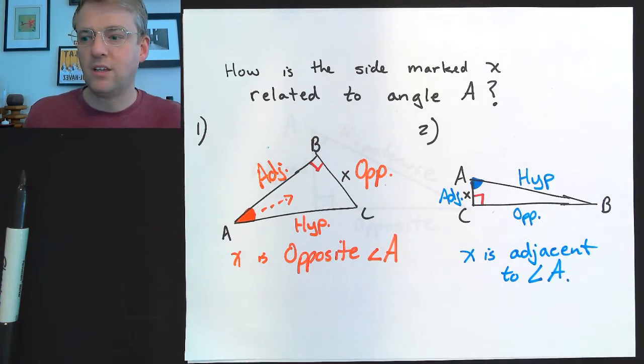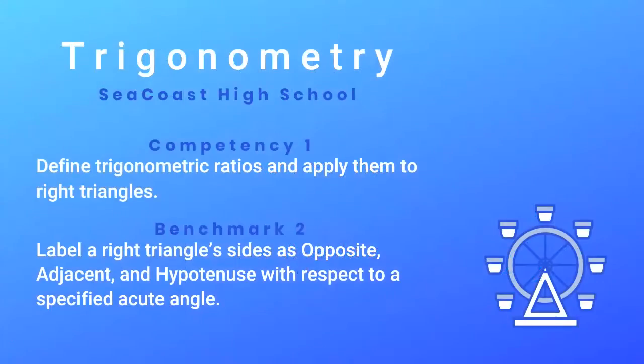All right, so today you've learned how to label the sides of a right triangle as opposite and adjacent with respect to a specified acute angle, and reviewed how to label the hypotenuse as well, so we can label all three sides.